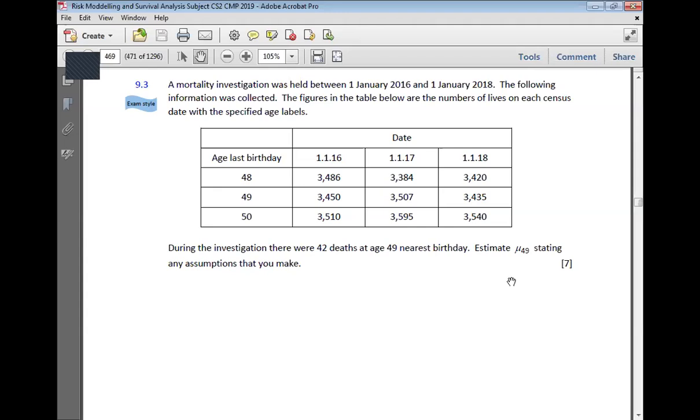A mortality investigation was held between 1st January 2016 and 1st January 2018. The following information was collected. The figures in the table below are the numbers of lives on each census date with the specified age labels. During the investigation, there were 42 deaths at age 49 nearest birthday. Estimate mu 49, stating any assumptions that you make.